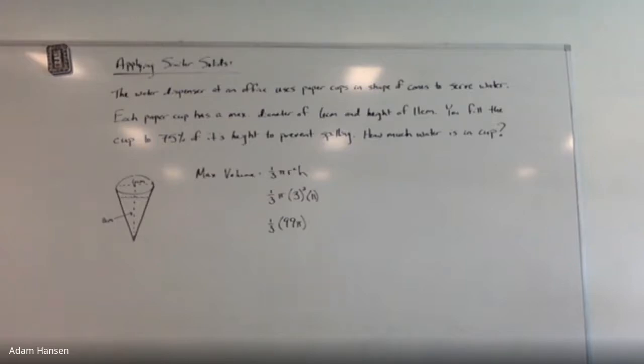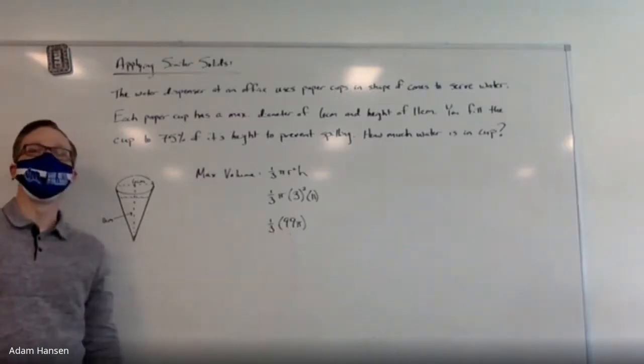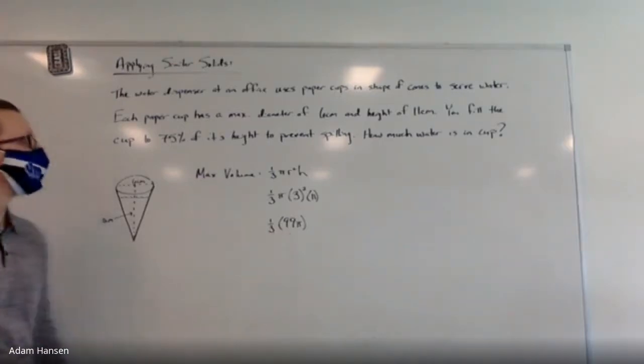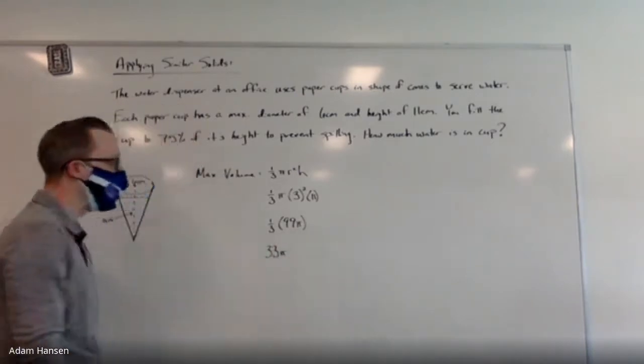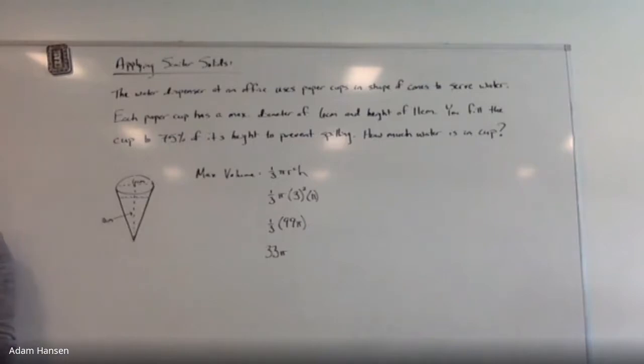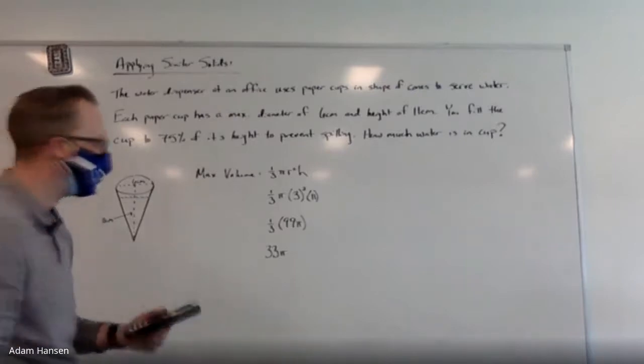A third of 99 pi. 3 squared times 11 makes 99, so I'm left with a third of 99 pi. Actually, what's a third of 99? What's 99 divided by 3? So in exact form, I have 33 pi cubic inches of water, an exact volume of 33 pi. Or if I want to use that as a decimal, 33 pi is about 103.7.